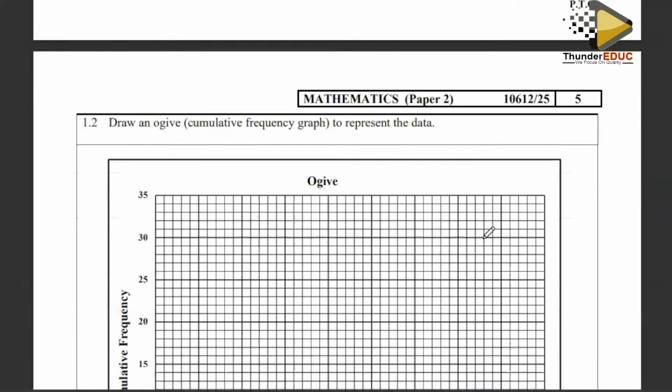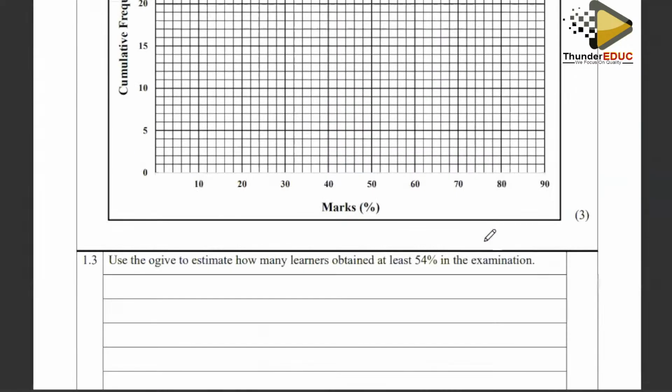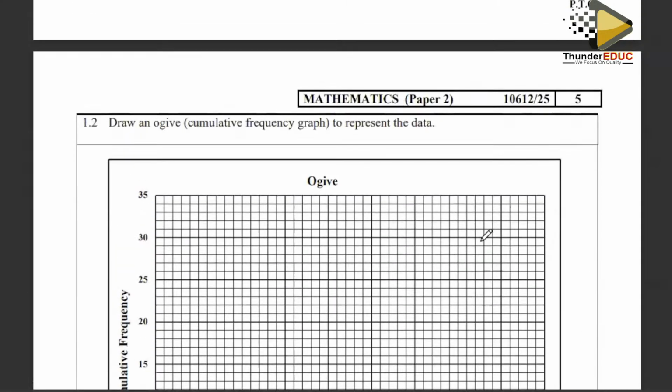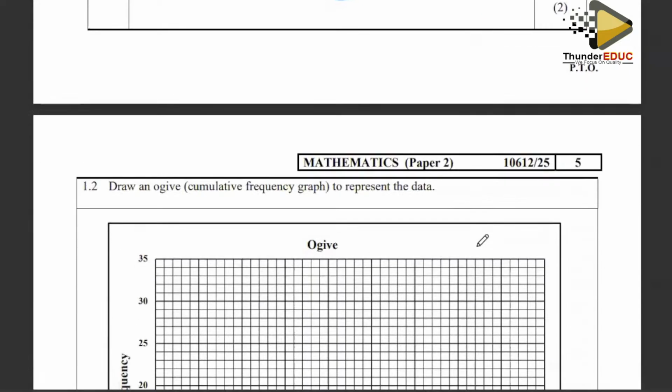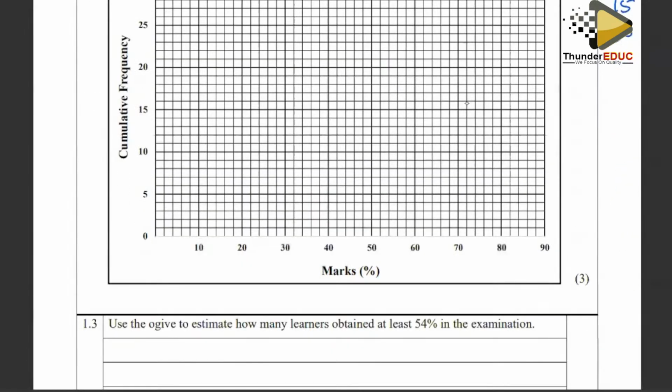Then we move on. They want us to draw the ogive or the cumulative frequency graph. Okay, so we have the intervals already indicated and everything. So the only thing I need to do is extract my cumulative. So we have 2, 5, 9. Okay, we're saying 2, 5, 9. Then we have 15, 20, 24, 30. Okay, 24 and a 30.